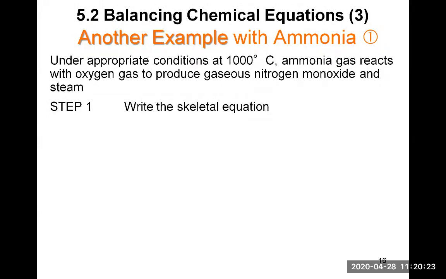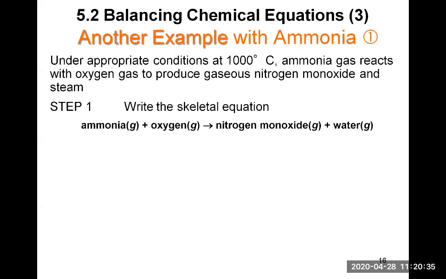So the first step is to write the skeletal equation, which means just your reactant and product formulas. So here in words, it would be ammonia, it's a gas, reacts with oxygen gas to produce, so that's when you put the arrow, nitrogen monoxide gas, and steam. Steam is water in its gaseous state, so water as a gas.